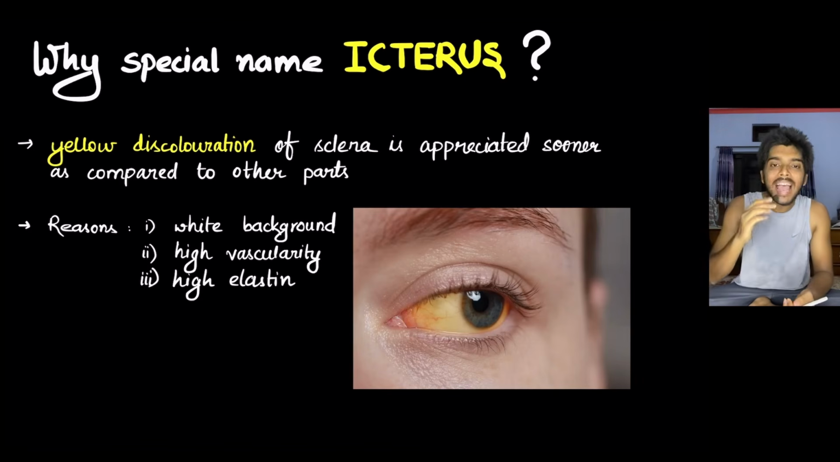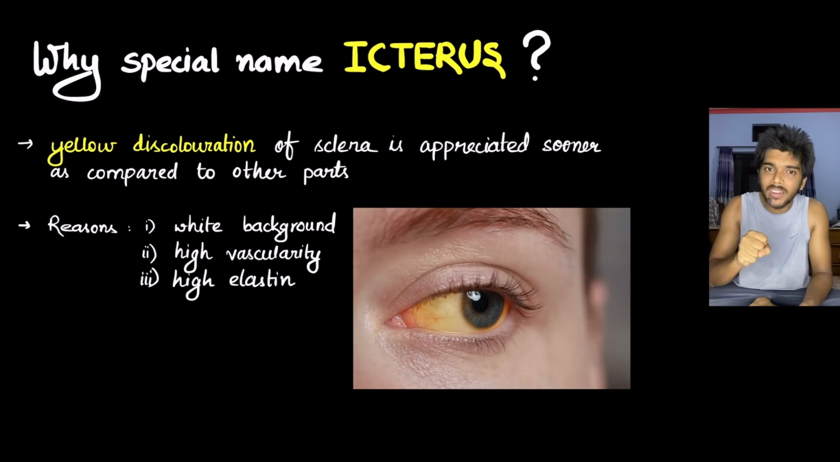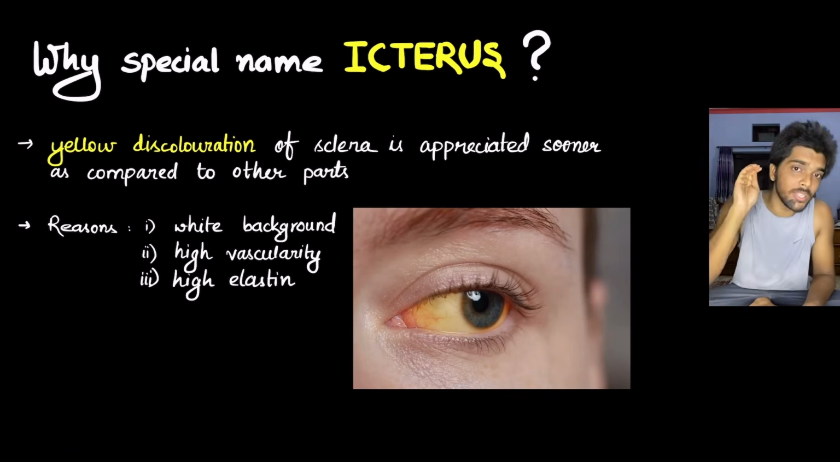Number two, sclera has high vascularity, so more bilirubin can go there. Number three, high elastin. See, why is bilirubin going and depositing in skin, mucosa, sclera? Because these structures contain a high amount of elastic fibrous connective tissue, and bilirubin loves elastic fibrous connective tissue. And out of all these three, your sclera has the highest amount of elastic fibrous connective tissue. So in sclera, bilirubin is going to find lots of elastic fibrous connective tissue, and it is going to go and deposit there. Okay, that's it.